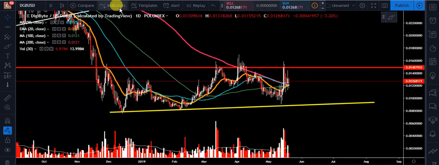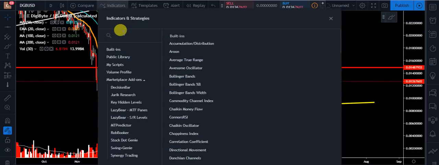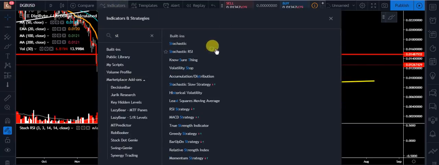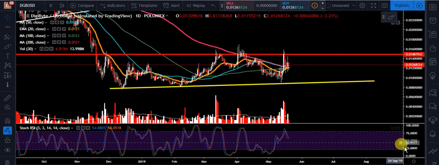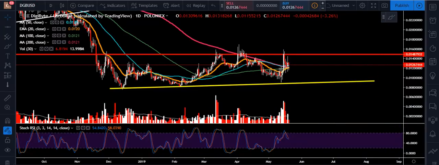Alright, so moving on to the oscillators. Let's go to our stock RSI first, see how this is looking. Okay guys, so with our stock RSI, we're at 54 and 58, so there's plenty of room to run to the upside. So that's a good thing. We're not in overbought territory right now.